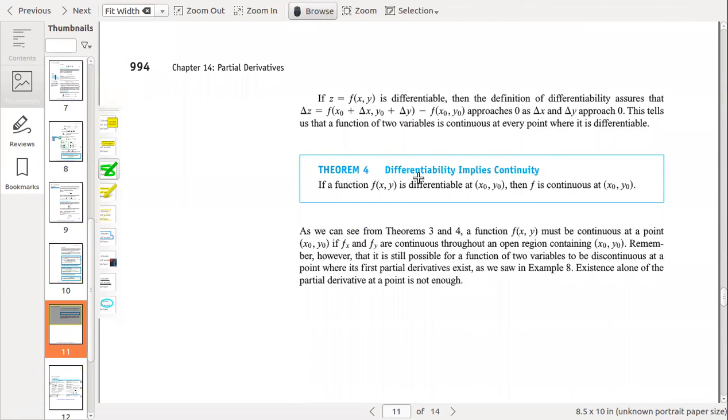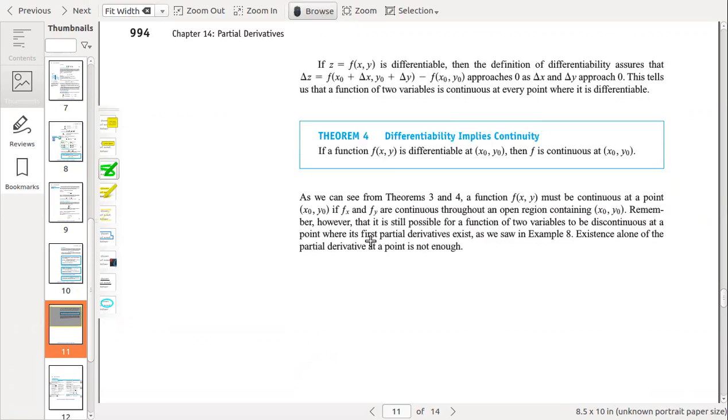So differentiability implies continuity. If a function is differentiable, then f is continuous. So these are some results you could be asked as an MCQ, whether a differentiable function is continuous or not. So your answer should be true, or yes.